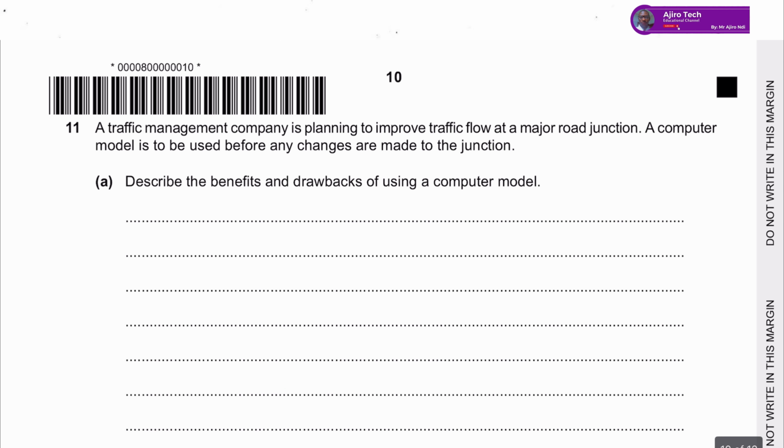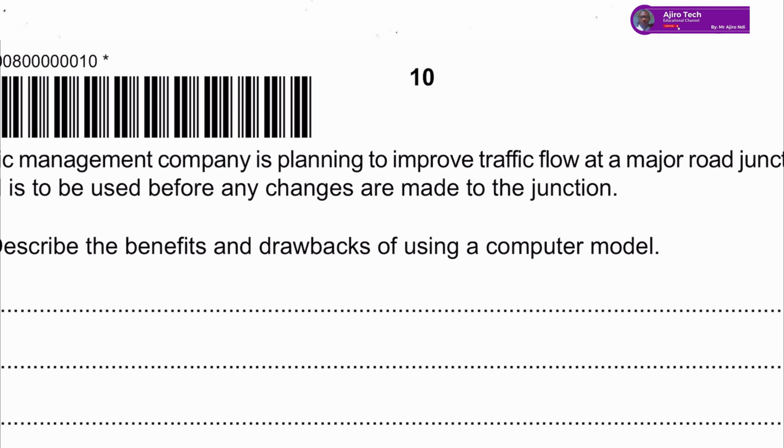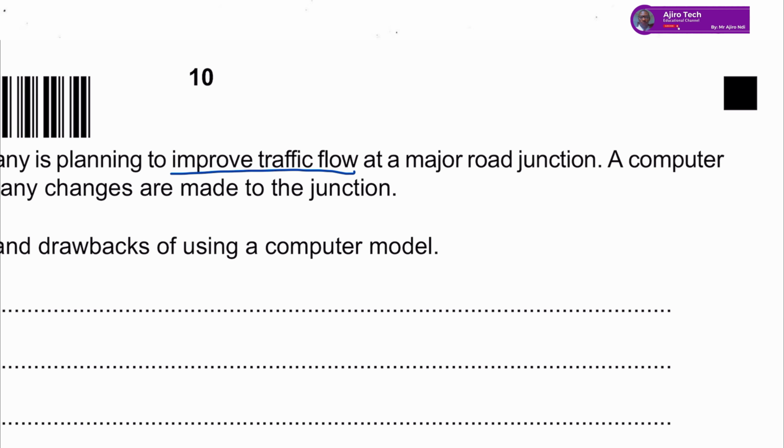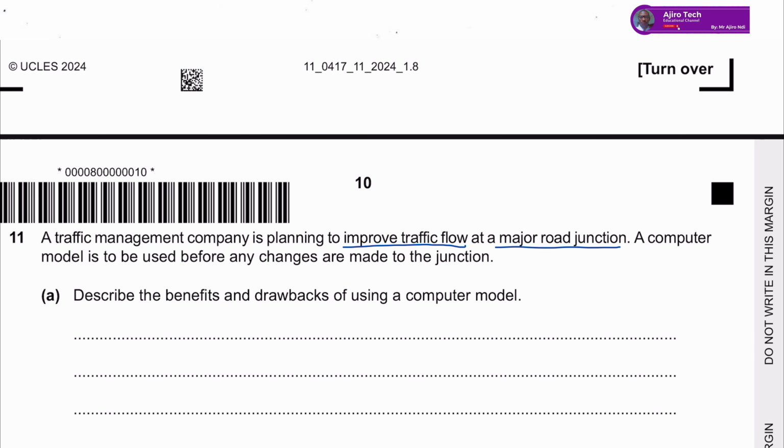Okay. A traffic management company is planning to improve traffic flow at a major road junction. A computer model is used before any changes are made to the junction. So let's highlight some of the key things here. It's planning to improve the traffic flow at a major road junction, and they're using a computer model. Describe the benefit and drawbacks of a computer model.